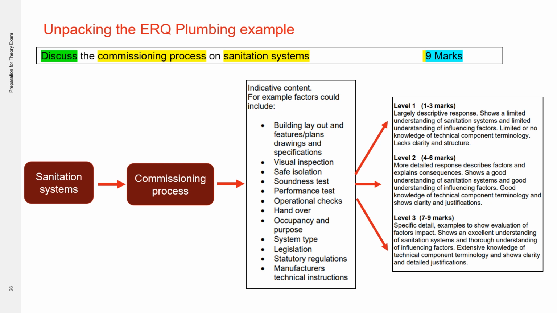Level 1 is largely a descriptive response and lacks understanding of sanitation. But for higher marks, or band 3, this shows not only an understanding of sanitation commissioning, but extra influencing factors, justifications, and additional technical terminology. So strong responses would contain further details, explanations of what, how, and why these checks were carried out.